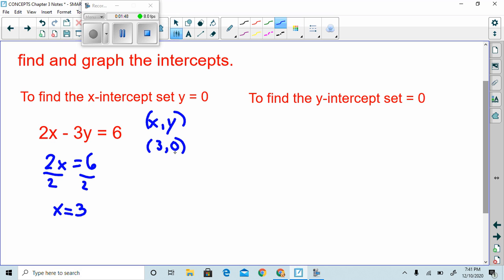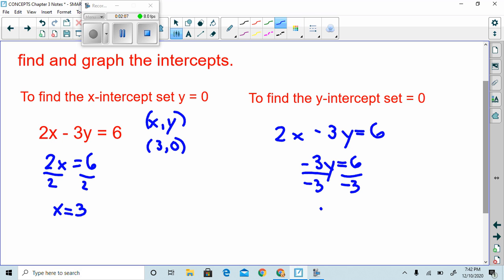We then have to find the y-intercept, which means x is equal to 0, using your same equation. And if your x is equal to 0, I'm left with -3y is equal to 6. Divide both sides by -3, and we'll find that we have y is equal to -2. X-intercept, y-intercept, you have a line.